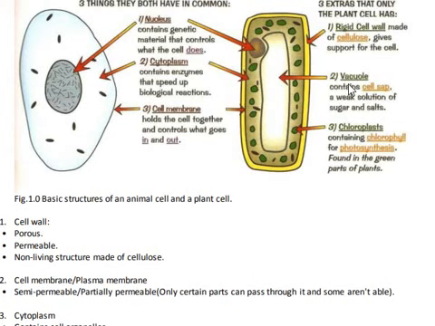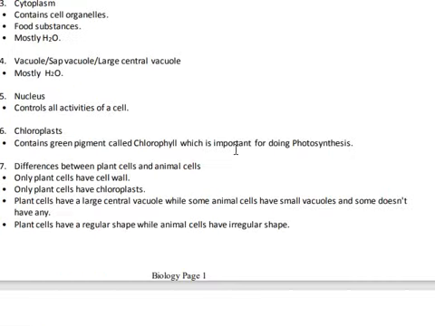You talk about the vacuole. Plant cells have a large permanent vacuole while animal cells have no large permanent vacuole. We have the chloroplast: plant cells have chloroplasts, while animal cells do not. Other differences: only plant cells have the cell wall. Only plant cells have the chloroplast. Plant cells have a large central vacuole, while some animal cells have small vacuoles and some don't have any.